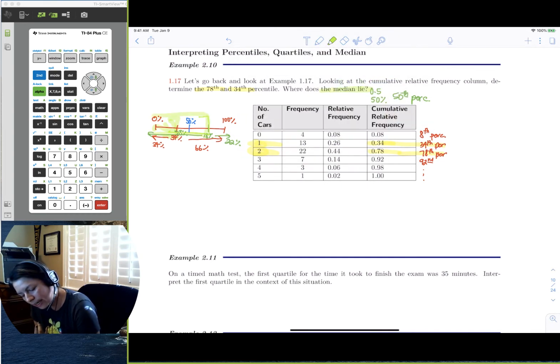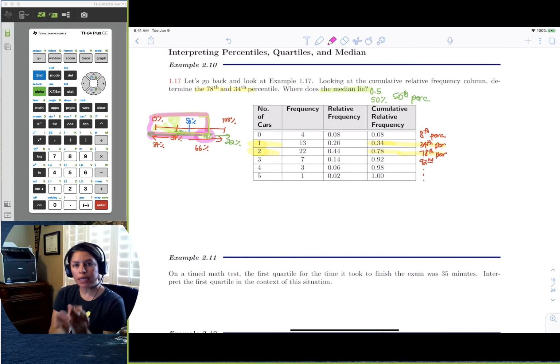Which one contains 50%? The 78. We couldn't do 34% because that doesn't include the 50% over here, right? The next category we had was 2 cars. So 2 cars had a cumulative relative frequency of 78%. So that did include everything 78% and below. It included 77, 75, 60, 55, 50. It included everything below. And since we were specifically looking for the median, we were looking for that 50% area, right? So where does the median lie?